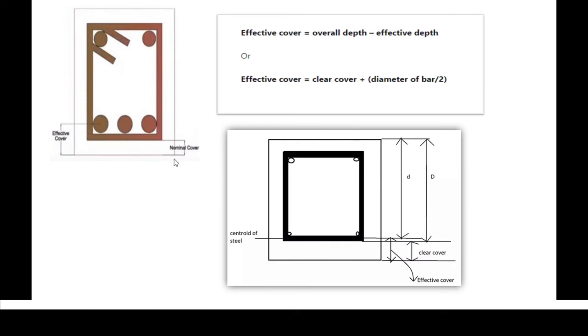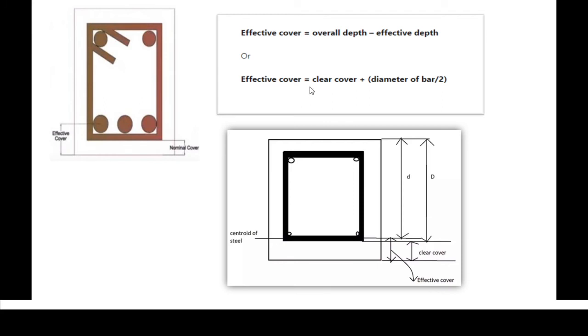Nominal cover is the clear distance from the outer surface to the surface of the steel, what we call nominal cover. And effective cover is the center to center distance of the reinforcement of the section up to the outer surface. What is the formula given here? Effective cover is equal to overall depth minus effective depth. Overall depth is from this end to this end. Effective depth is from the outer surface to the center to center distance of the reinforcing bar.